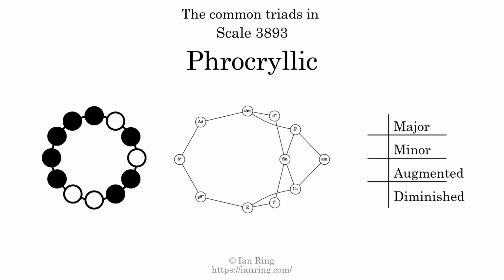111100110101. Here are the common triads present in this scale. The diagram in the center is a graph of parsimonious voice leading between triads. There are 3 major triads. There are 3 minor triads. There is 1 augmented triad. There are 4 diminished triads. Here is a Hamiltonian path of parsimonious voice leading that uses all the triads.